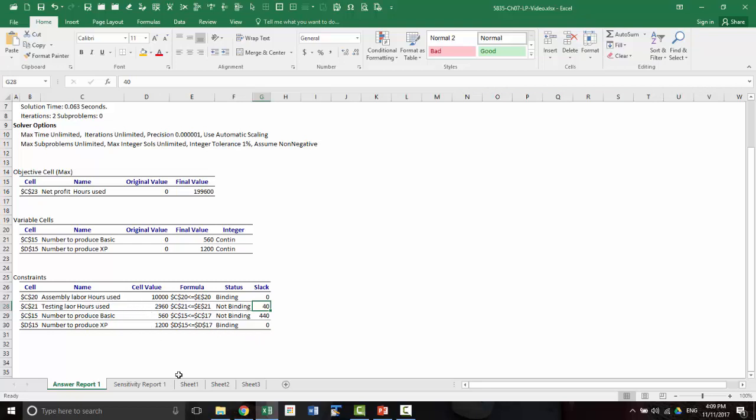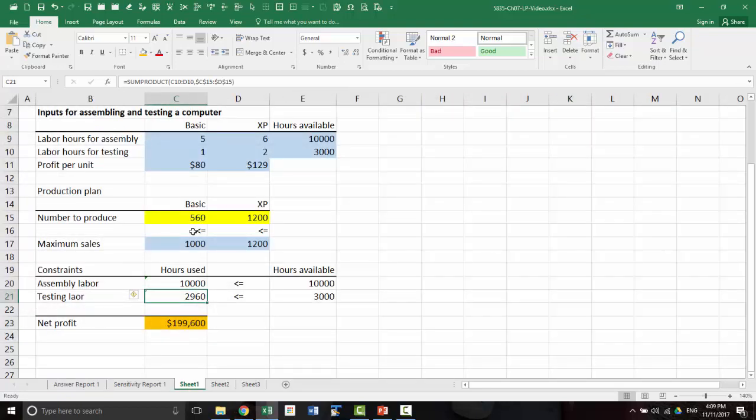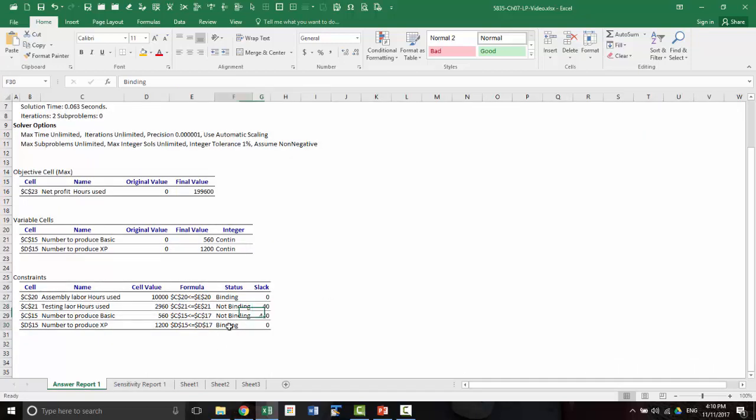Same here, 560 is not at the bound, so this constraint is not binding. Now this one is at the bound, so it is binding. So not binding and binding. So that's our answer report.